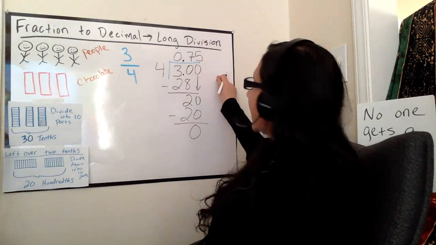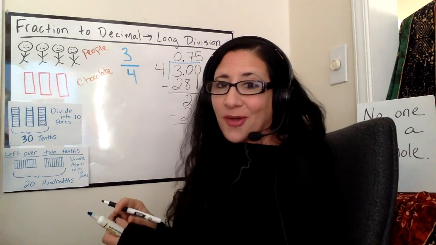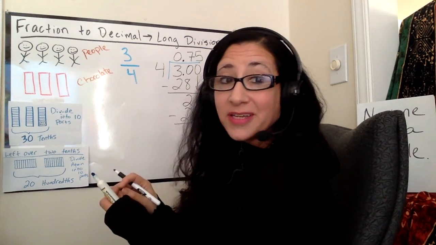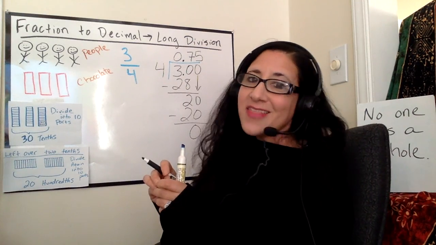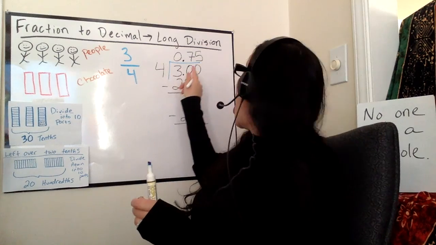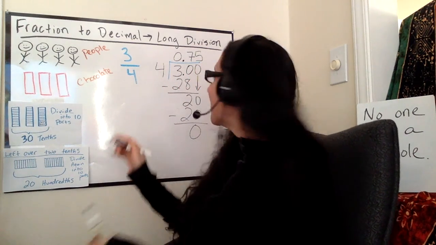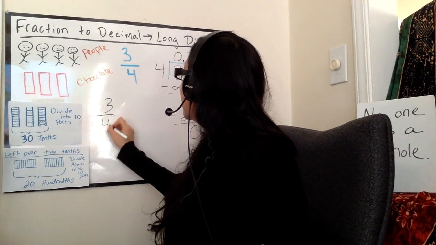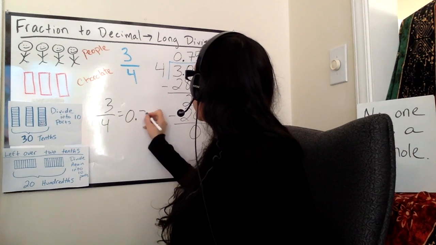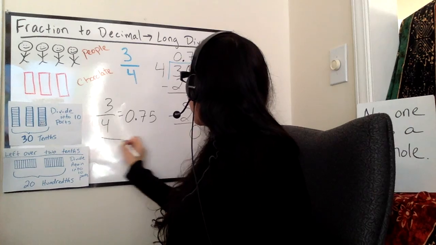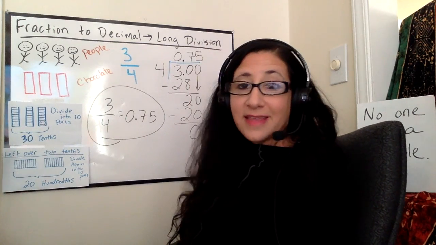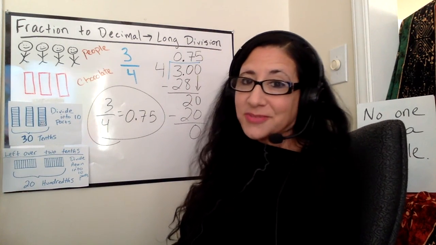So what this indicates is that each person is not going to get one whole chocolate bar. They're going to get parts of the chocolate bar. They're actually going to get 75 hundredths of the chocolate bar. So 3/4 equals 75 hundredths, and they are equivalent. And that's how you change a fraction to a decimal.